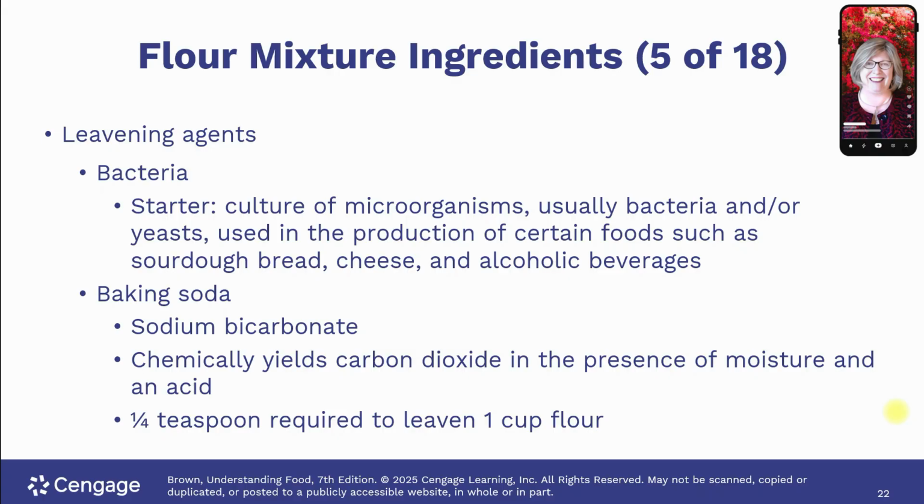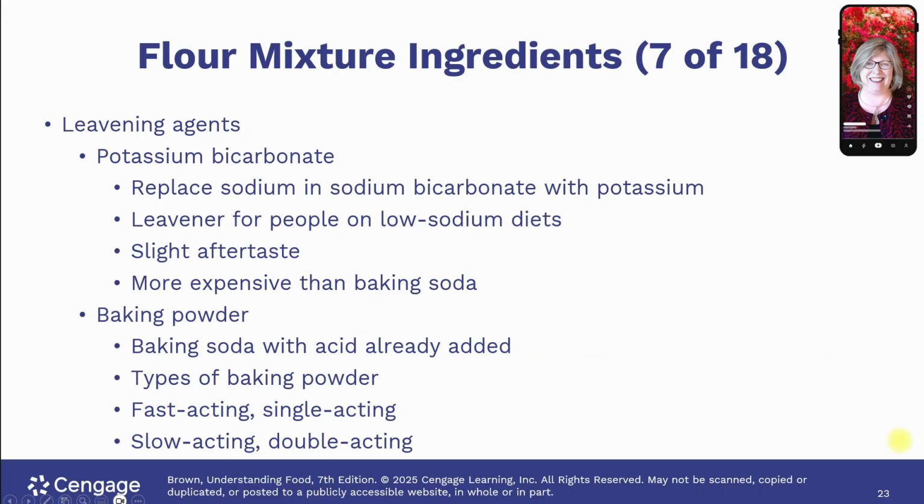If you're using pure baking soda, you would want to use 1/4 of a teaspoon to leaven 1 cup of flour. So if your recipe had 2 cups of flour, you would use 1/2 teaspoon. And I want you to just take a look at the bottom here at baking powder. So baking powder is actually baking soda with an acid already added, so you don't have to add the acid or the acidic ingredient. There's fast-acting baking powder, single-acting, slow-acting, double-acting.